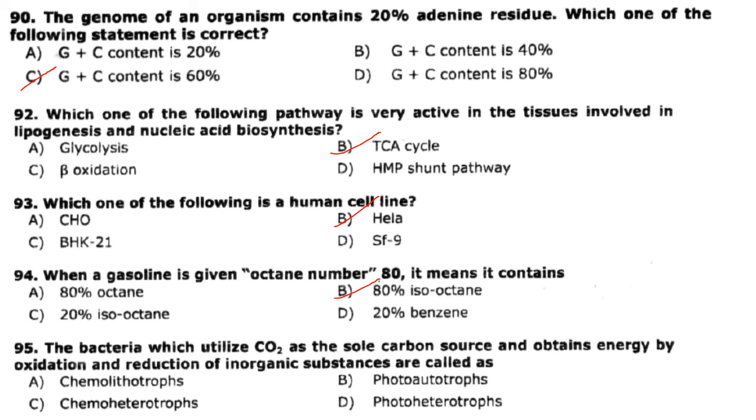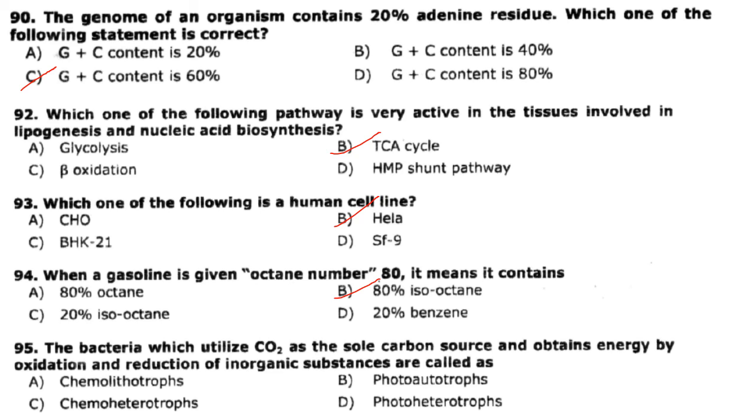Then next one. The genome of an organism contains 20% adenine residue. Which one of the following statement is correct? G plus C content is 20. No, because A plus T content will be 40. So G plus C content will be 100 minus 40, that is 60. So answer will be option C. G plus C content is 60.